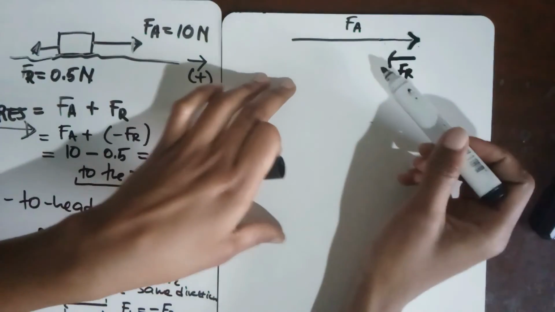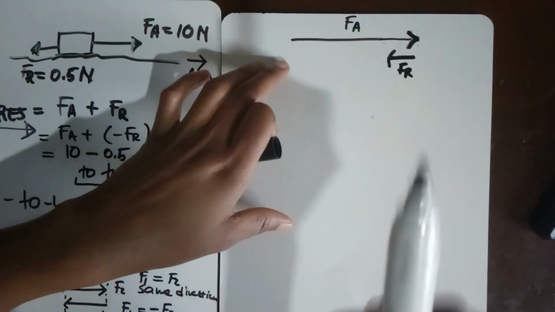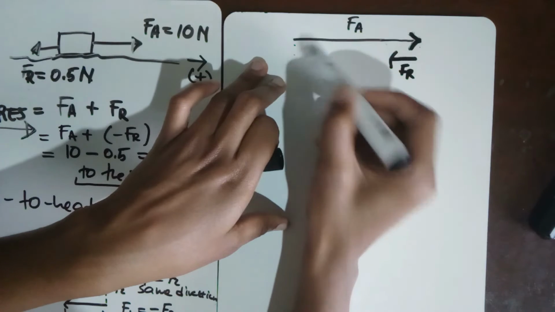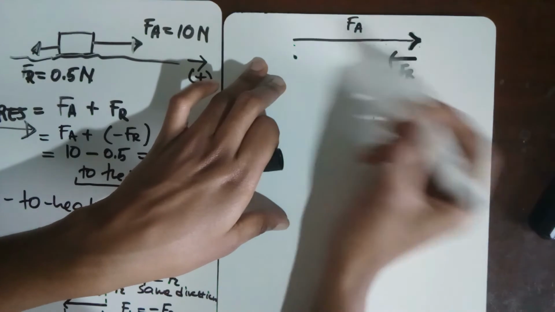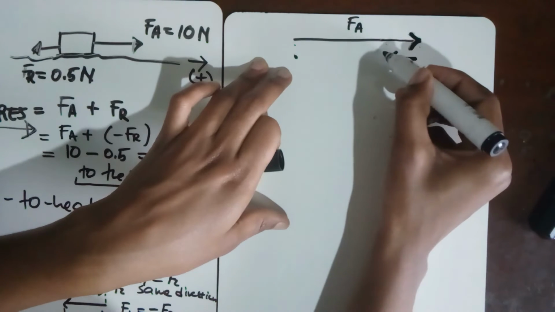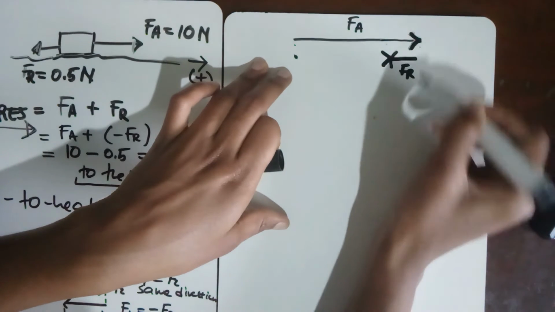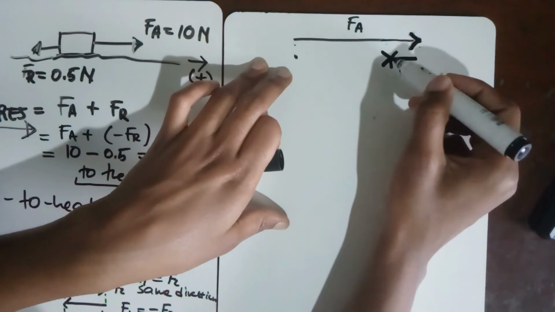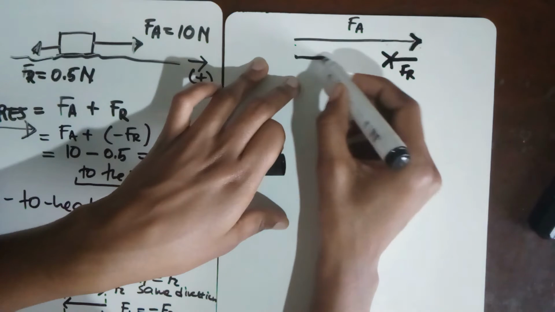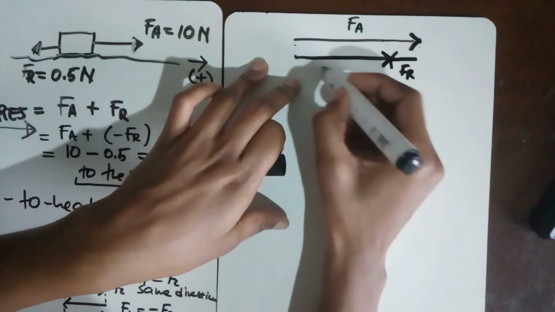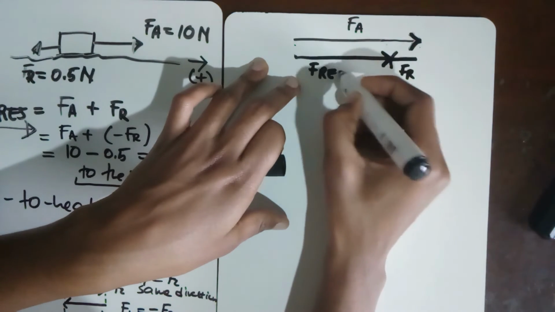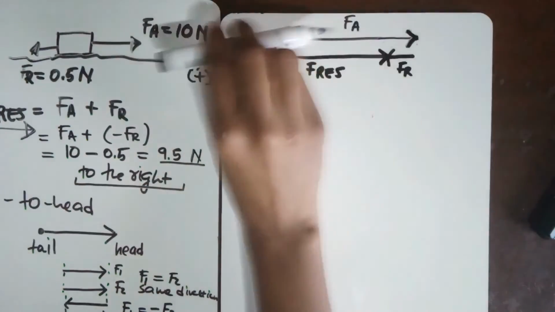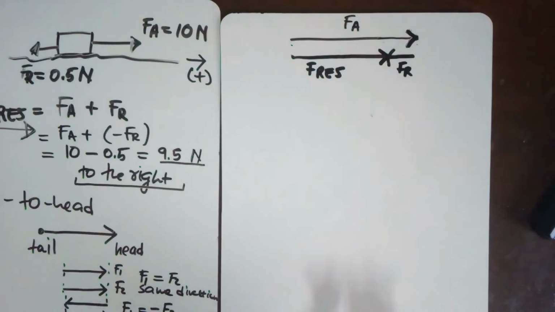To now draw the resultant, you will say the tail of the resultant will be at the tail of the first vector. Remember, FA was our first vector. So its tail will be here, and then the head of the resultant will be at the head of our last vector. If you have three vectors, it will be at the head of the third vector. So then you will draw it, and then you say this is F resultant. So you see our resultant vector is still acting to the right. I hope that made some sense.